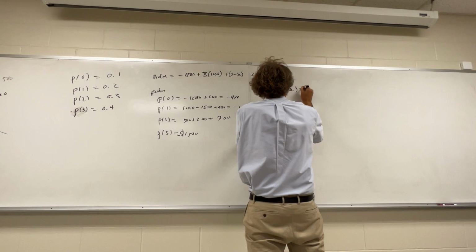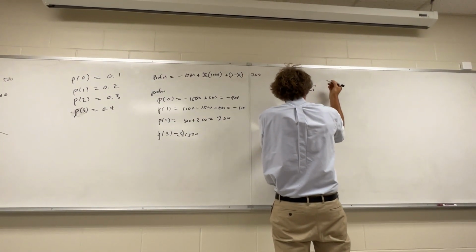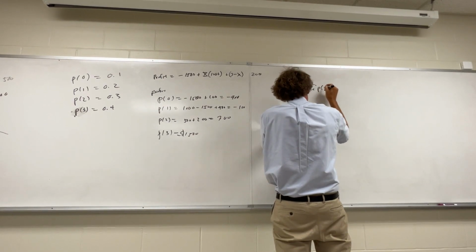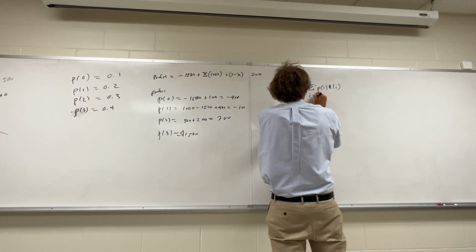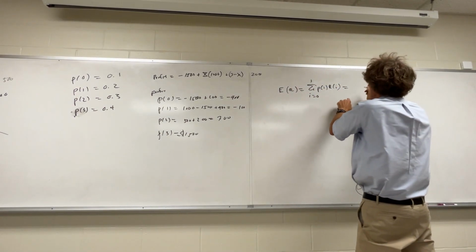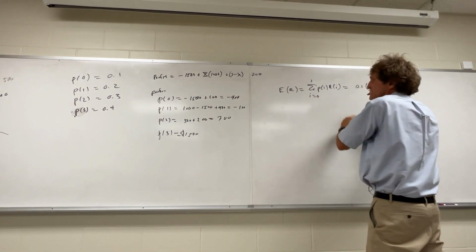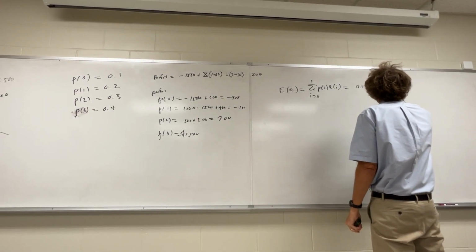The expected revenue is really the summation of the probability of the number of sales, I'll call it I, times the revenue from I sales, for I equals 0 to 3. So for starters, for 0, it's 0.1 times the revenue of minus 900, plus 0.